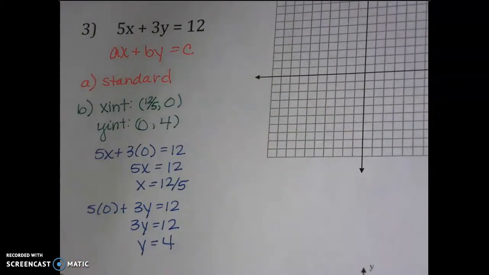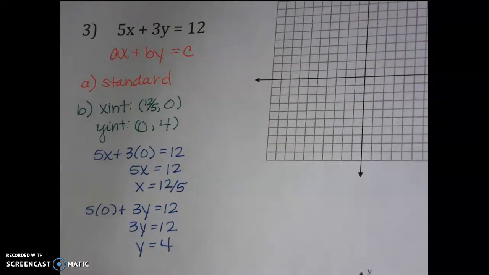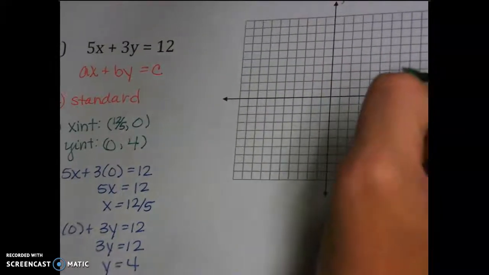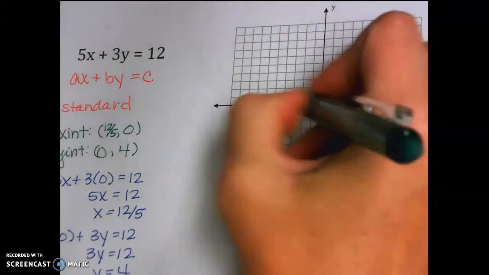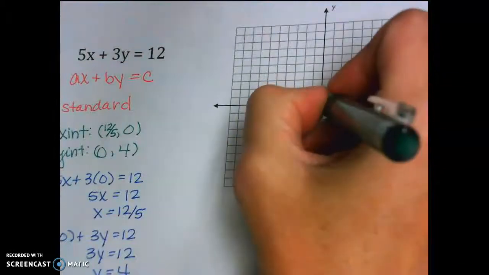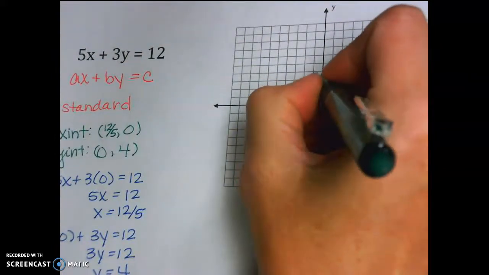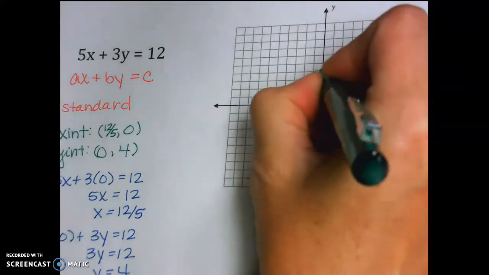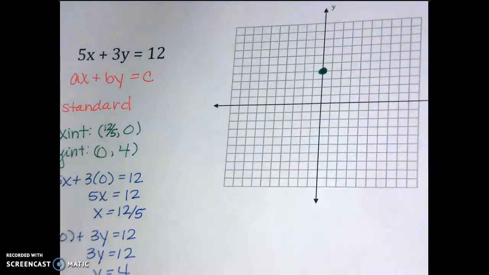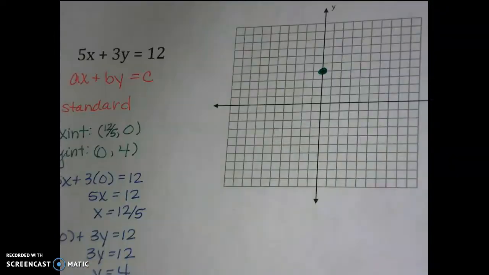Since these are both points, it doesn't matter which one we graph first. Remember, we always want to graph the point first, but they're both points, so that part doesn't matter. So we can graph 0, 4. Remember, since it's your y-intercept, it's going to be on your y-axis. So 1, 2, 3, 4. And then we need to know what 12 fifths is so that we can graph it. So 5 is going to go into 12 2 times.